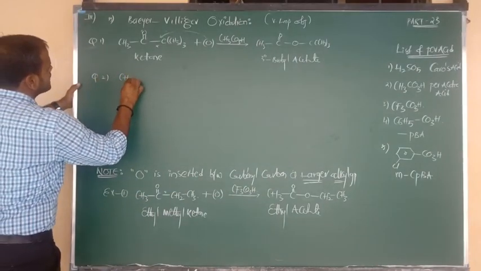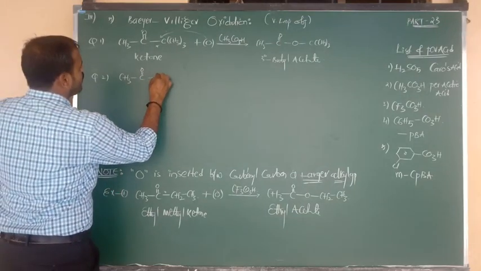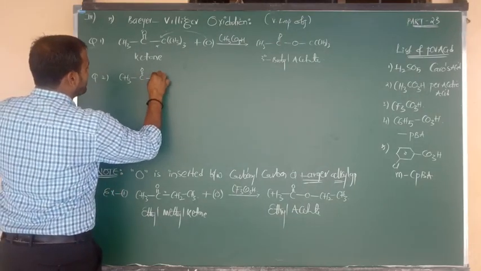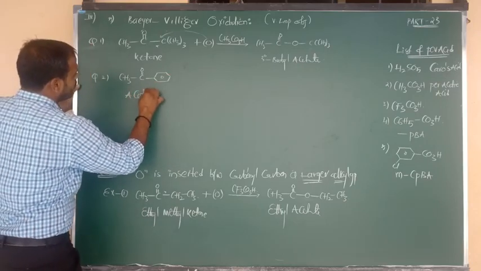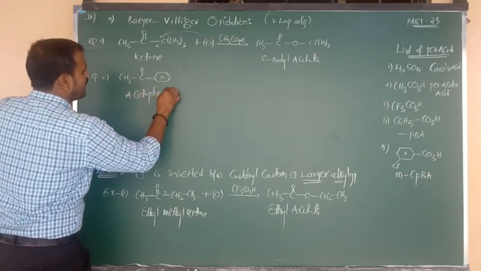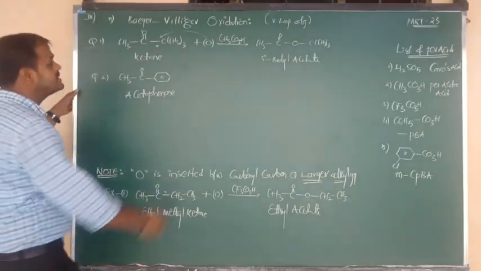First, suppose CH3 bonded to C double bond O, and C double bond O bonded to C6H5, otherwise you can write that directly as benzene. What is the name of this compound? As your well-known example, it is known as acetophenone. Benzene bonded to C double bond O, CH3.